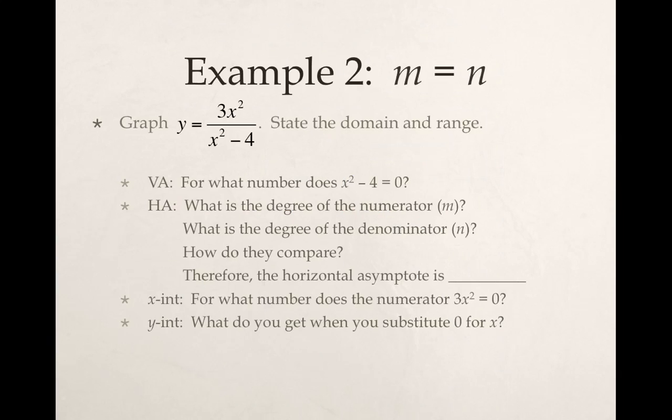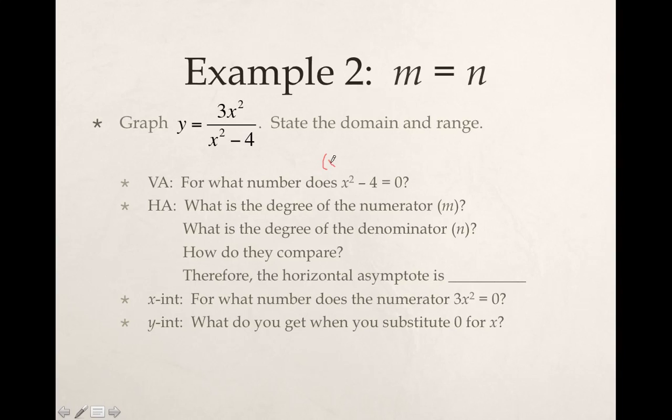Alright, let's move on to example 2. In this case, we want to graph y equals 3x squared over x squared minus 4. And again, we're asked to state the domain and range. So we start the same way. We begin with the vertical asymptote by setting the denominator equal to 0. Well, in this case, we can factor this denominator because it's a difference of squares.